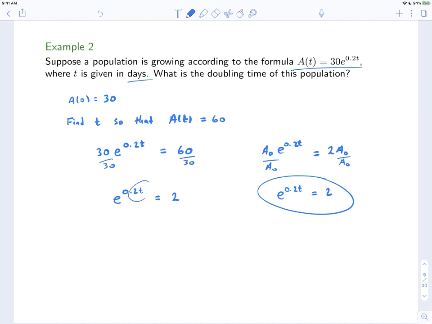Our goal is to get this t out of the exponent. So if you ever want to get anything out of an exponent, what you do is apply a logarithm. So let's just apply the natural logarithm to both sides. ln of e to the 0.2t is equal to ln of 2. So e is the inverse of the natural logarithm. So this is going to just give us 0.2 times t is equal to ln of 2. And now we just solve for t by dividing by 0.2.